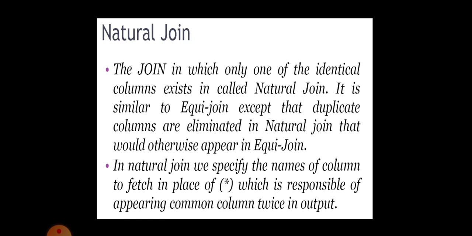We know how we can give EQ join. We will give select star from A, B, where A dot common column name equal B dot common column name. So, while we are selecting all the columns, the common column will appear twice in EQ join. In natural join, we specify the names of the columns to fetch in place of star, which is responsible for the common column appearing twice in the output.